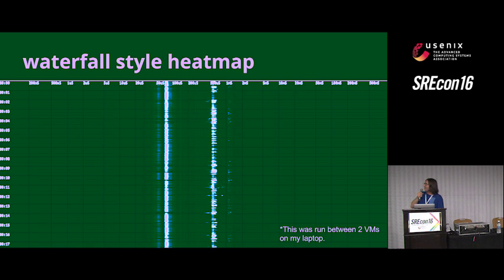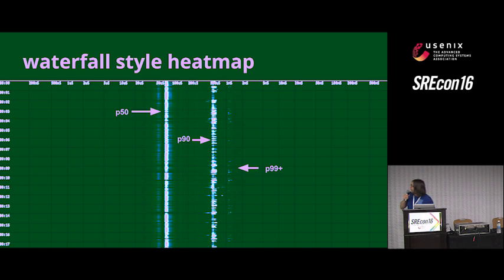Okay, so this is a waterfall style heat map. If any of you are familiar with Brendan Gregg's heat map visualization, this is that, but in the other direction. So we have time moving downward and higher latencies on the right-hand side of the graph. And this was on my laptop running between two VMs, so we actually get some interesting data here. And you can see the 50th percentile, the 90th percentile, and the 99th plus is a bunch of noise over on the right.